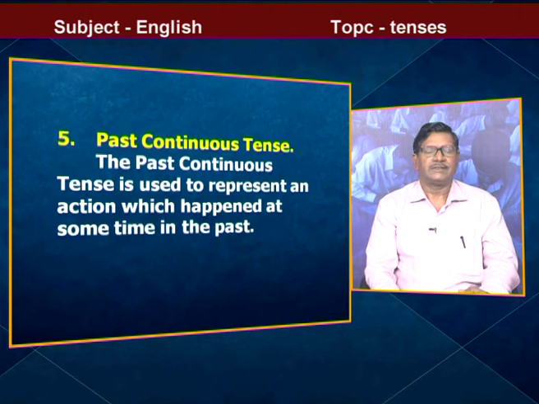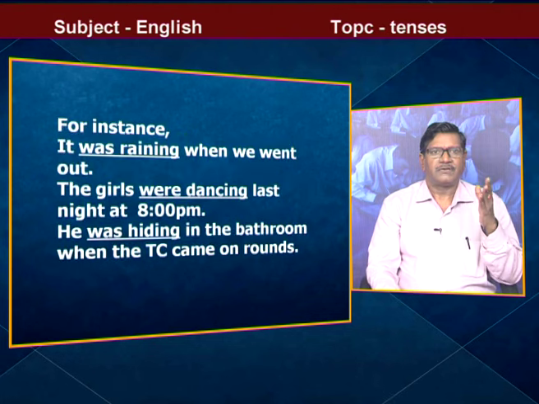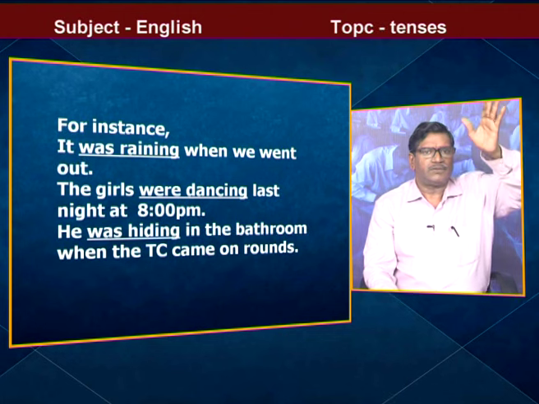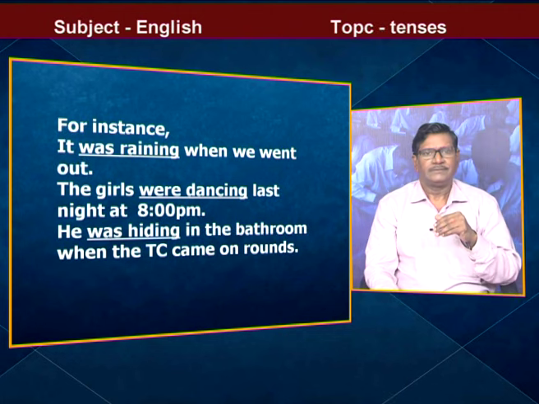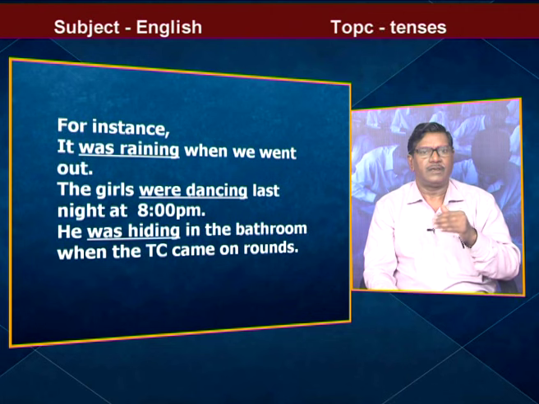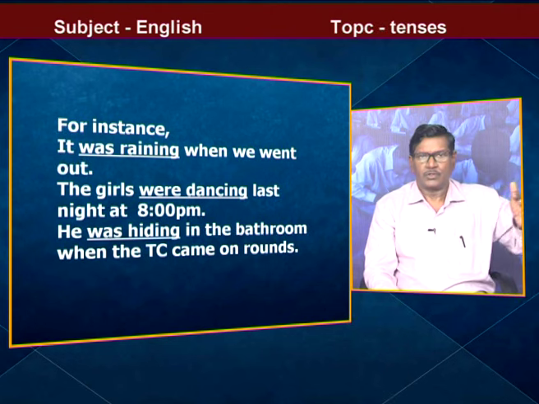Past continuous tense. The past continuous tense is used to represent an action which happened at some time in the past, which was happening. It was raining when we went out. When we went out, it was raining. Mem baitiki vellame aa samayamlo varsham padutu undindi. Not now. The girls were dancing last night at 8 pm. Ratri 8 antappudu vallu dance chestu unnaru ammayilanta. So ivanni gathamlo eppudo jarugutu unnai.